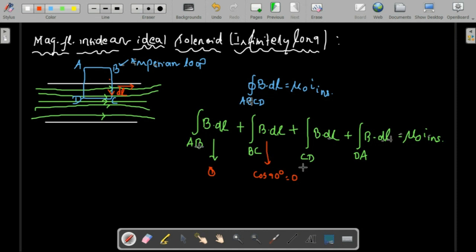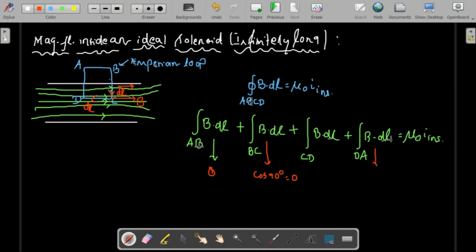What about CD? CD, actually it's there, right? If you're considering the length in this direction, dl is the length, and this is the direction of the magnetic field. It is making an angle of 180 degrees, so obviously cos is -1, and this is not 0. So that means this will actually contribute to the magnetic field that we're going to find out.